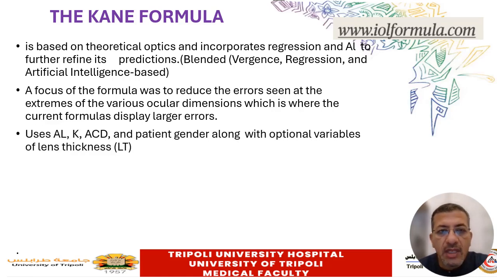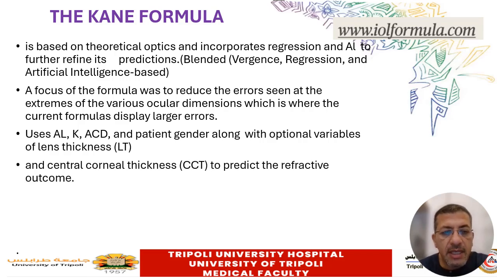And initially it was focusing on extremes of eye, that's very short eyes or very long eyes. As you know, most of the formulae are doing well in the average sized eyes. So initially it was concentrating on the extremes of eyes using various variables like the keratometry, the AC depth, the axial length, and also the lens thickness as a function of the gender, and also the central corneal thickness.